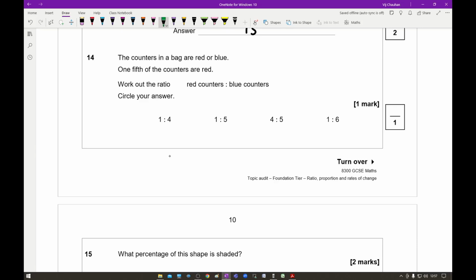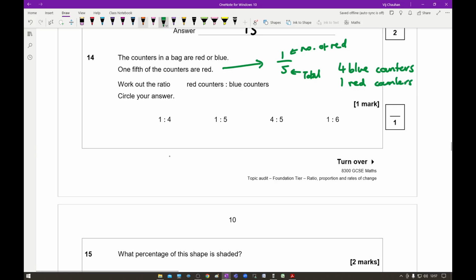So here, if the number of red counters is 1/5, then that means there's going to be a total of 5, and the number of red counters is 1. Now if a counter only includes red and blue, then if there's only one red counter and 5 counters in total, there are going to be 4 blue counters. So writing this as a ratio, red counters to blue, that's going to be 1 to 4, so I need to circle the first option.